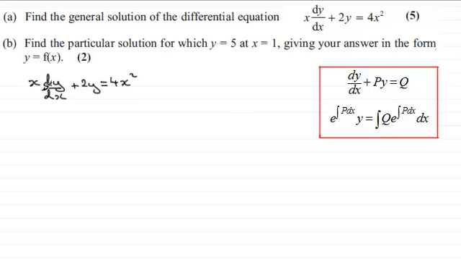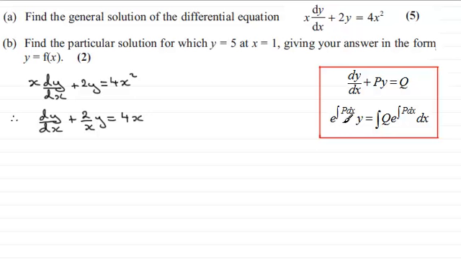Now I can see that by dividing throughout by x, I'll create this particular form. So I'm going to divide by x first of all, and if I do that, we end up with, therefore, dy/dx plus 2 over x times y equals, and if we divide 4x squared by x, we just get 4x. So you can see that it's got this format now where P is a function of x, it's 2 over x, and Q is 4x.